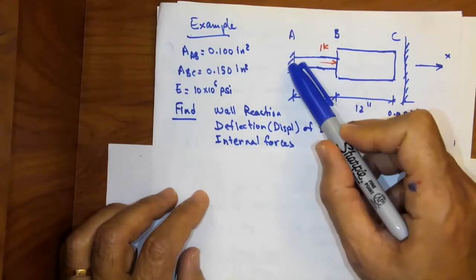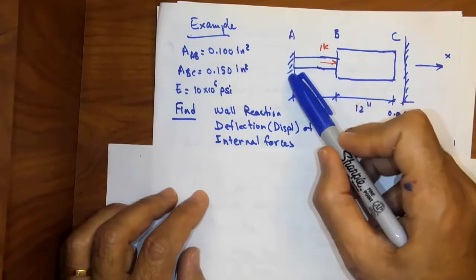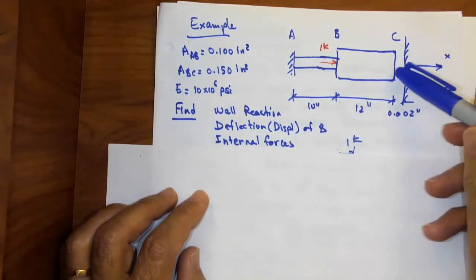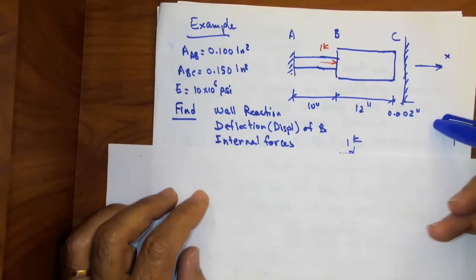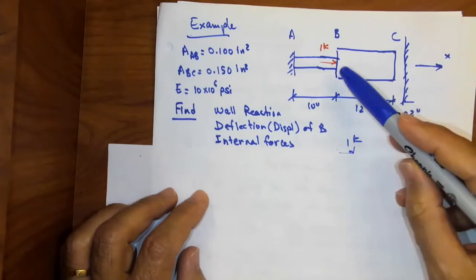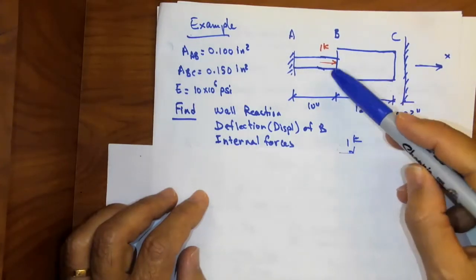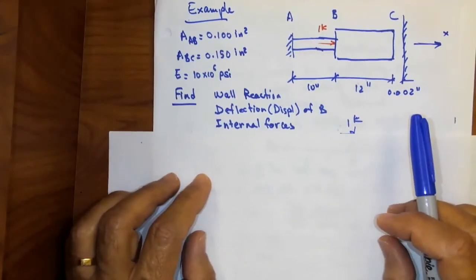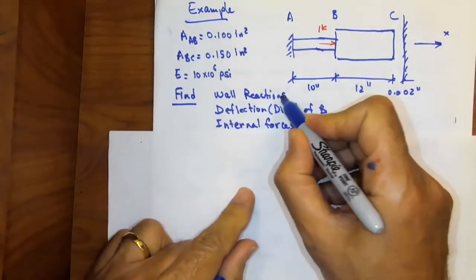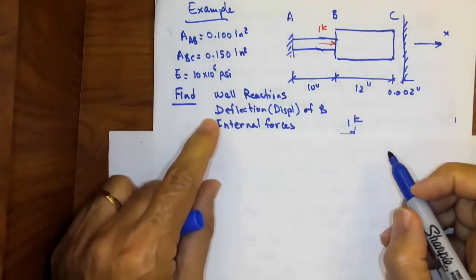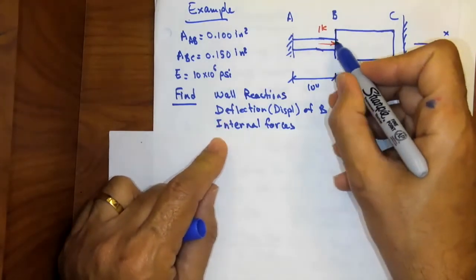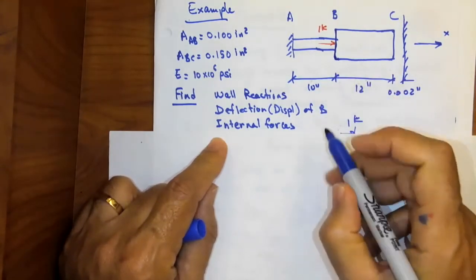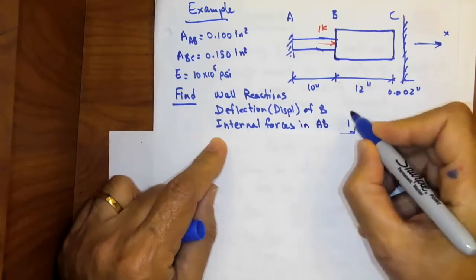AB is fixed or connected to a wall at A. C sits next to a wall and the clearance is 0.002 inch. We have a force applied at B of 1 kip. We want to find the wall reactions. We want to find the deflection or the displacement of B. And we want to find the internal forces, of course, in AB and BC.